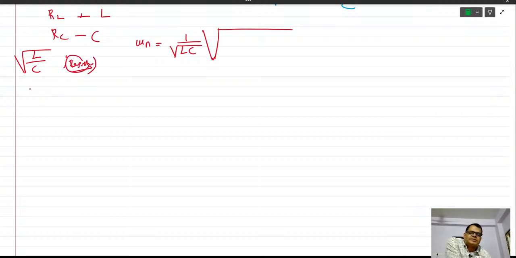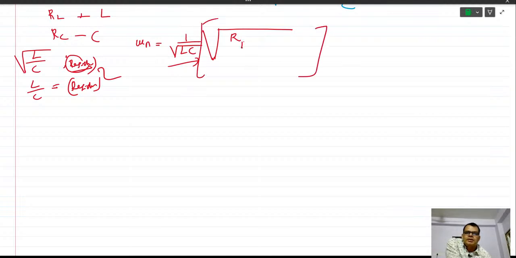The unit will be resistance. L upon C root over will be a resistance. So you can write here: L upon C is a resistance square, so L upon C root over is a resistance. Obviously, because we are taking the root over of L and C taken outside, this ratio will be some root over.